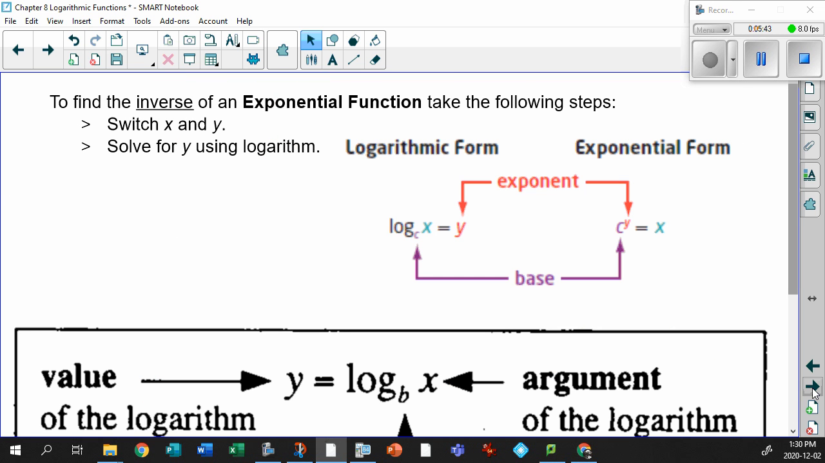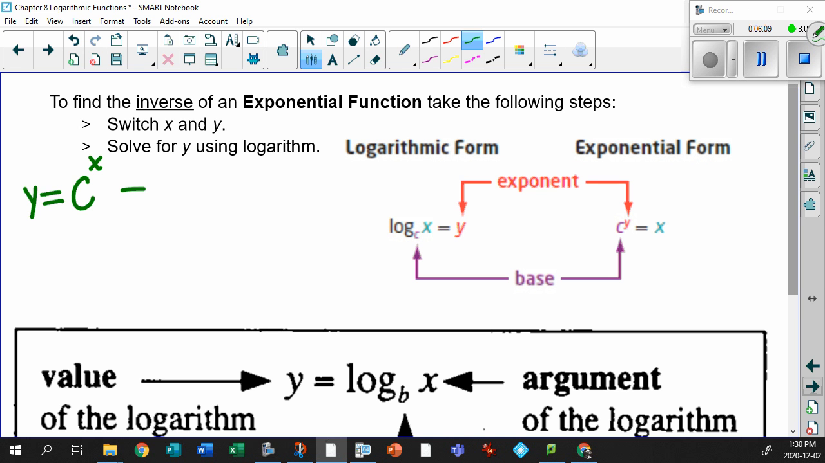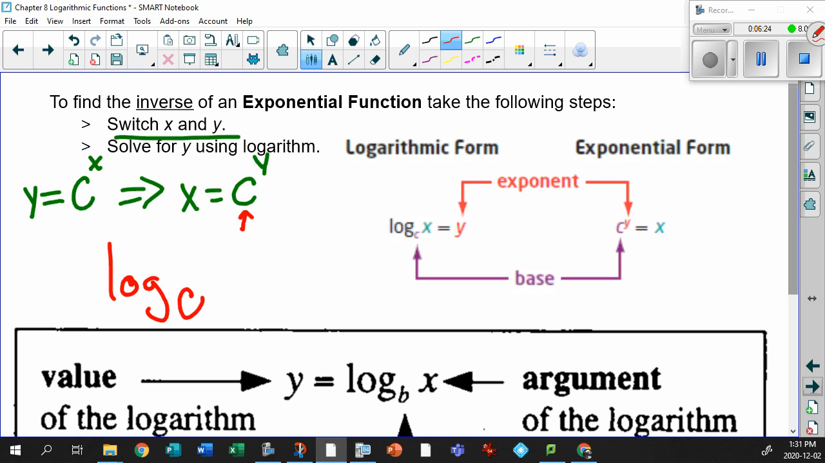To find the inverse of an exponential function, take the following steps. Switch the x's and y's, then solve for y using logarithms. Wait a second, how do I do that? Well, it's simple. It's so incredibly easy, you're just going to freak out. First things first, if you get y equals some base to the power of x, switch the x's and y's. Okay, x equals c to the y. Now, what's cool here is that c is the base of the logarithm. So you're just going to go log base c.